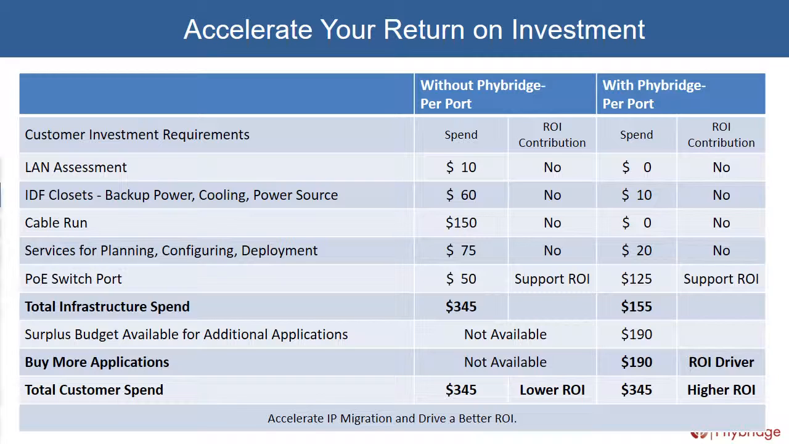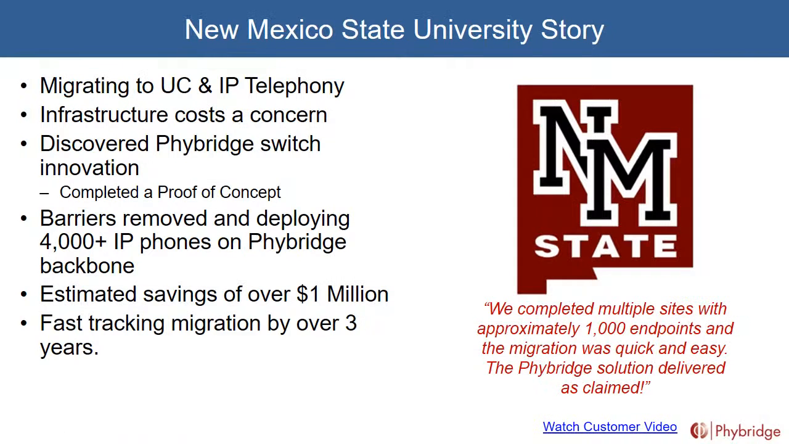I think that leads us very nicely into the New Mexico State University story, which saved $1 million and was also a very rapid deployment. Absolutely. The customer we met at a show, we were introduced through one of our partners. We decided that they were a perfect candidate for what we call our proof of concept program, which we run. We provided one of our switches. The customer was able to test it and deploy it in their own environment.